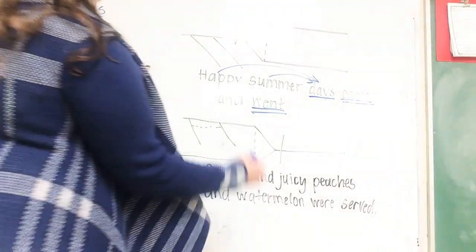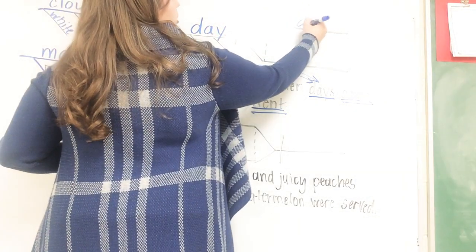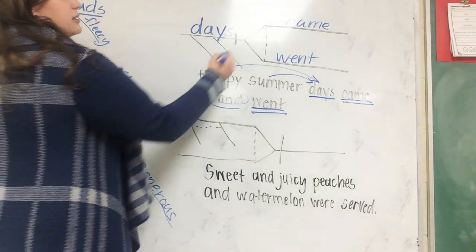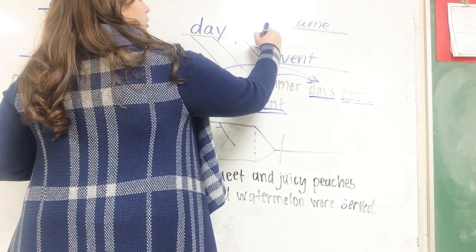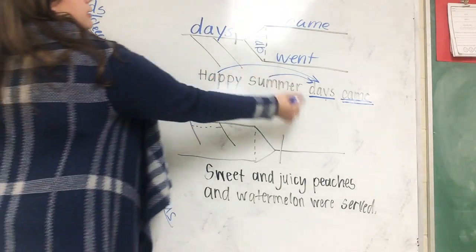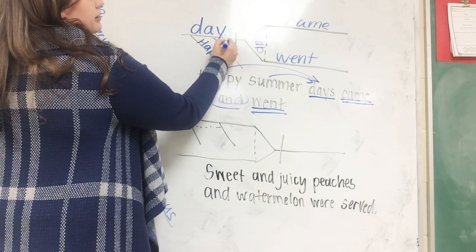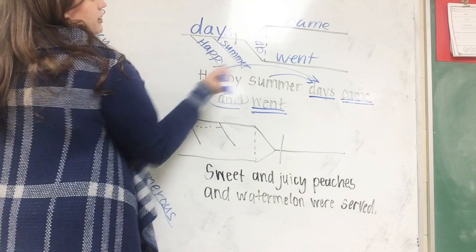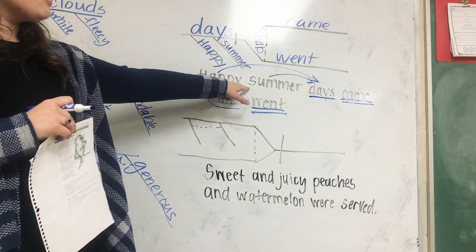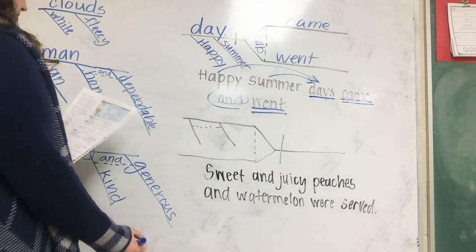Okay, so let's diagram. First, we know days is our subject. Came, first verb. Went, second verb. Our connecting word is and. So this is going to go here in the cockpit. Okay? Now our adjectives that are describing days, put them in order. Happy on that first diagonal line. Summer on the second. Now I want you to notice happy here is capitalized because it's the first word of the sentence. Summer is a season. It does not get capitalized. Don't forget that.